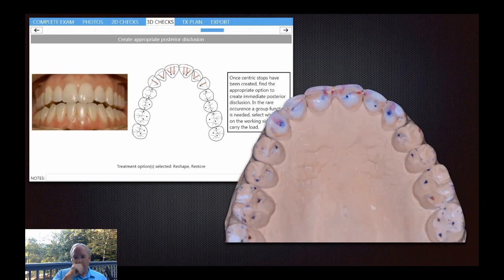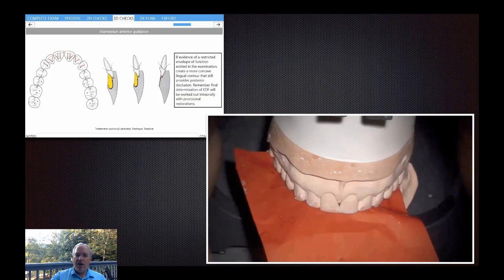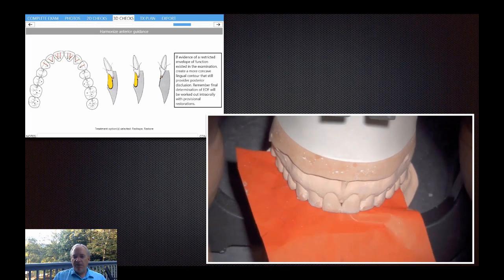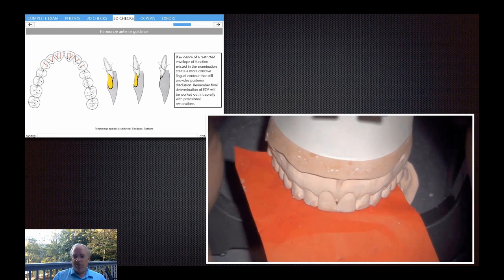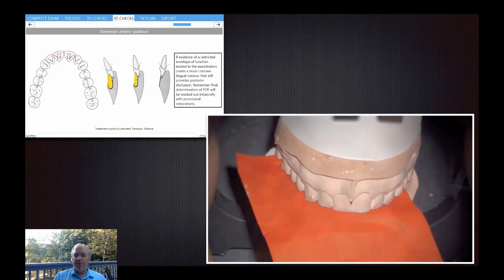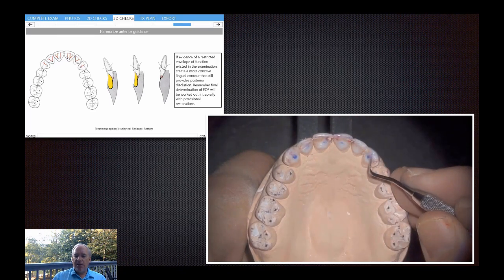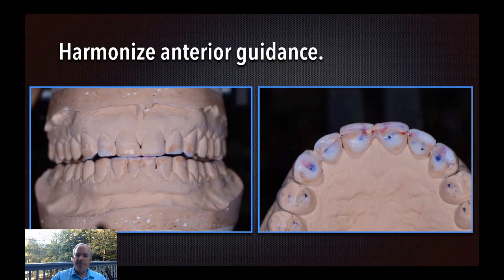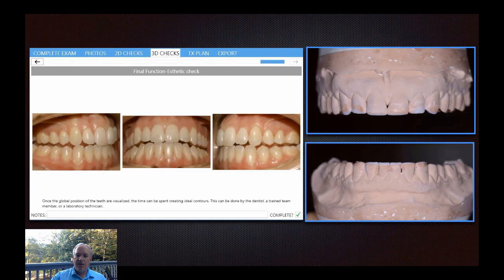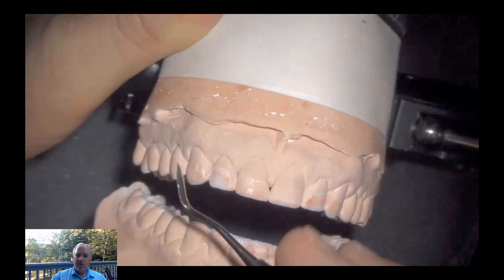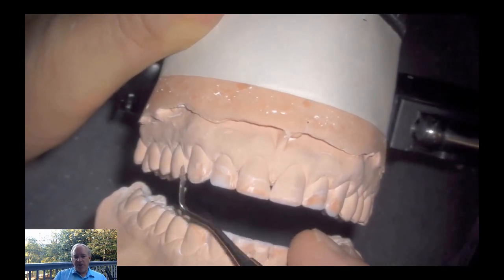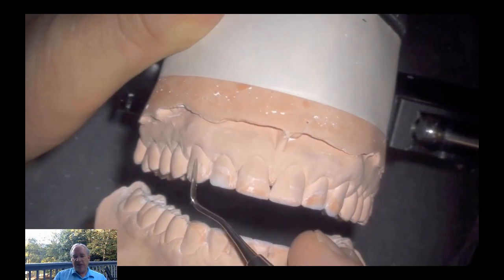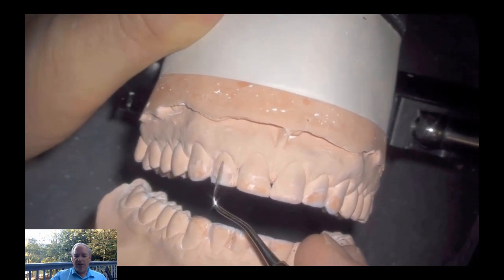All right, so once I've dialed all this in, we've created my appropriate posterior disclusion. We can now harmonize that anterior guidance. And by doing this, we're just making sure that there's no ability for the patient to rub. And now we can start to see all those good things going on. This is what we want to see. If you want to do a little final check just before you show the patient, we can do that as well. A lot of times I'll send this to the lab and get it cleaned up and get it presentation ready.